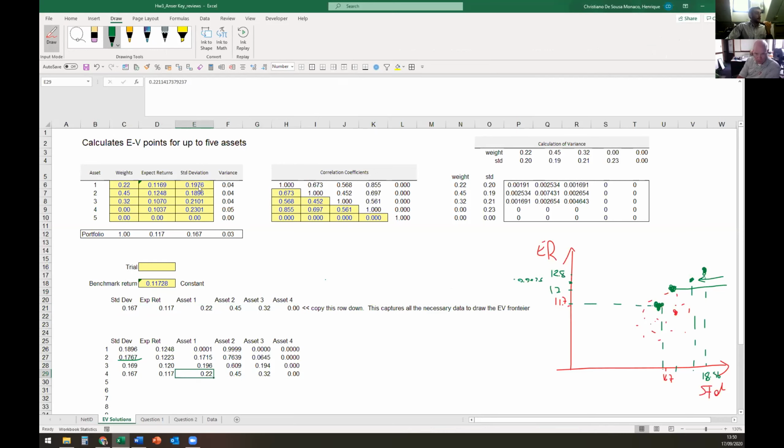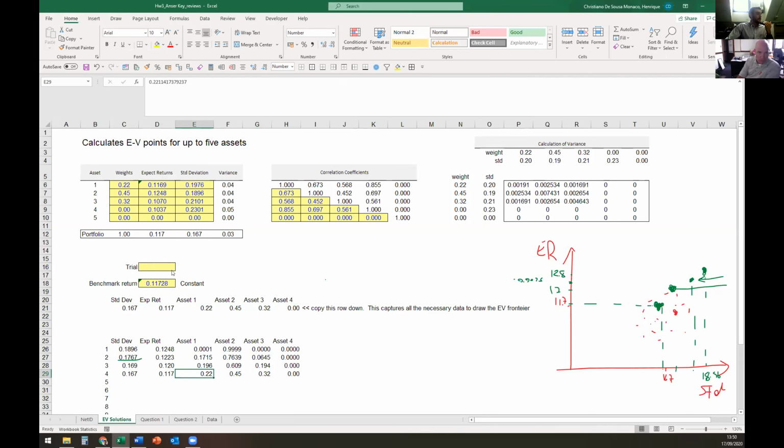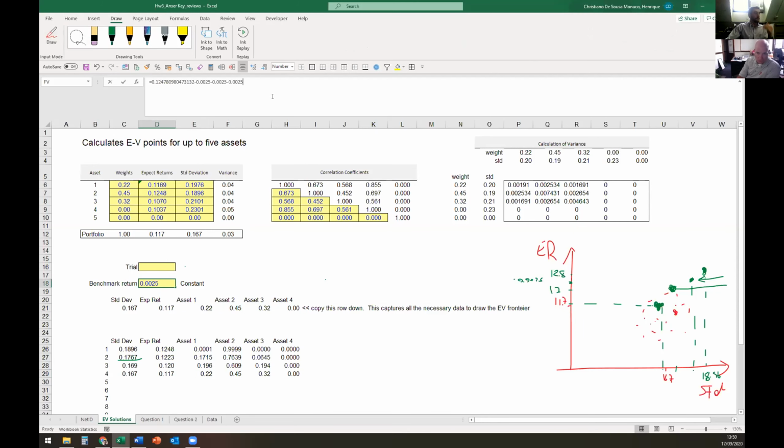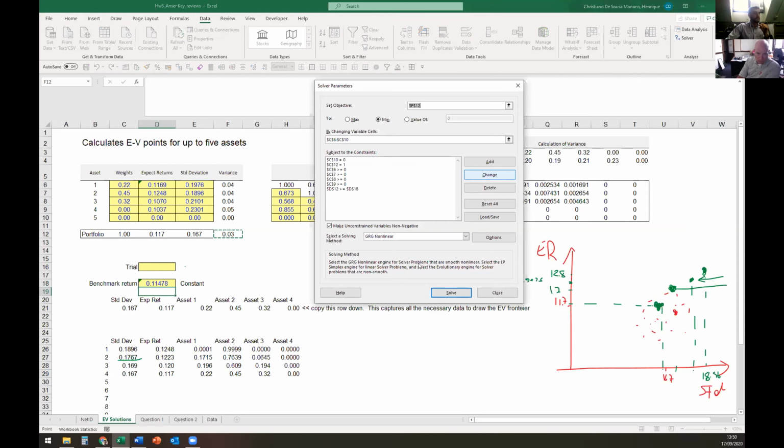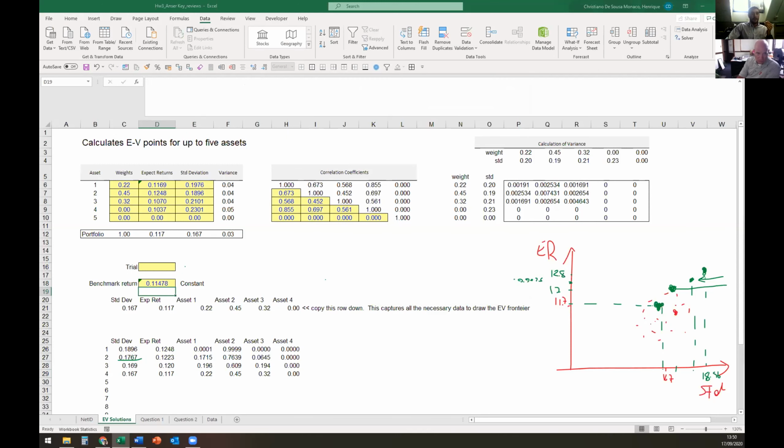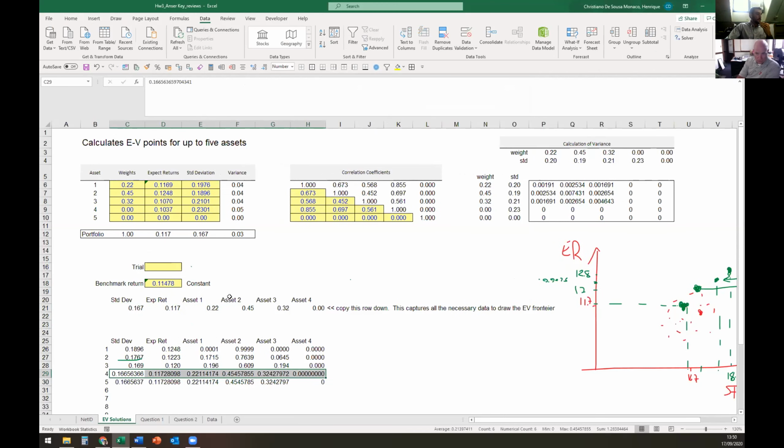Now I'm going to do that just one more time. I'm drawing, and Data Solver. And now I did it. And you see that the answers didn't change anymore. Right? Hopefully you noticed that. So it's exactly the same. See? And that's not an error or anything.